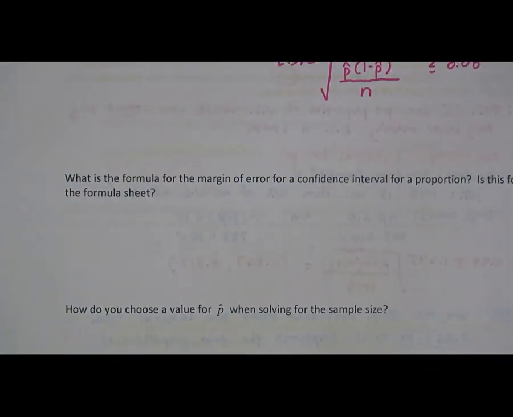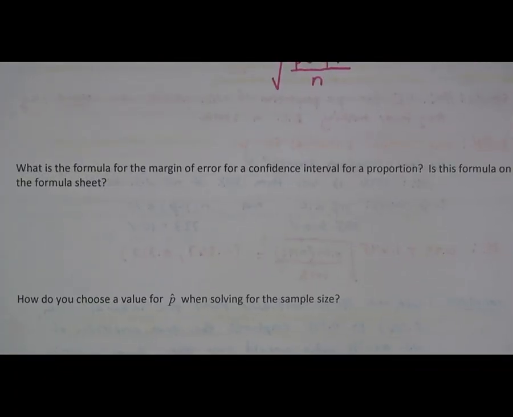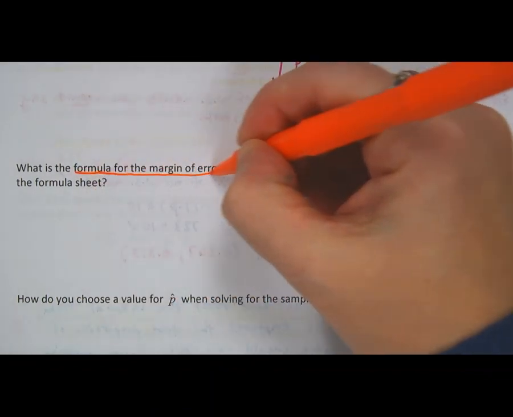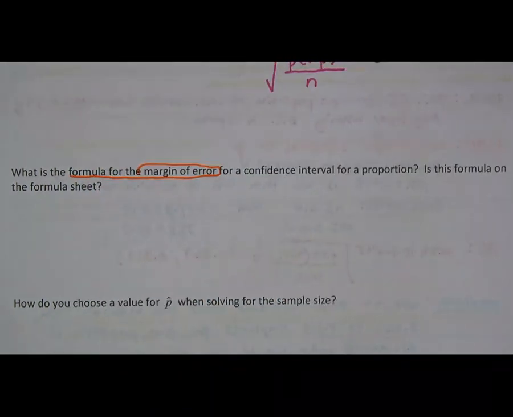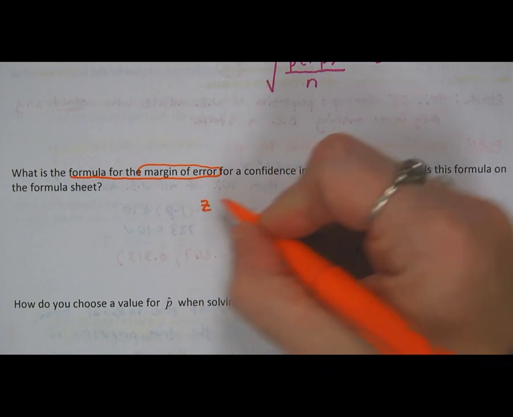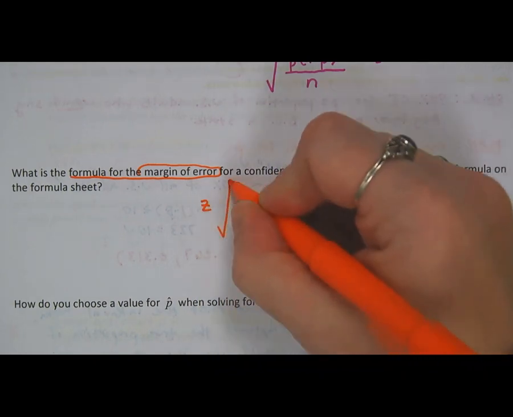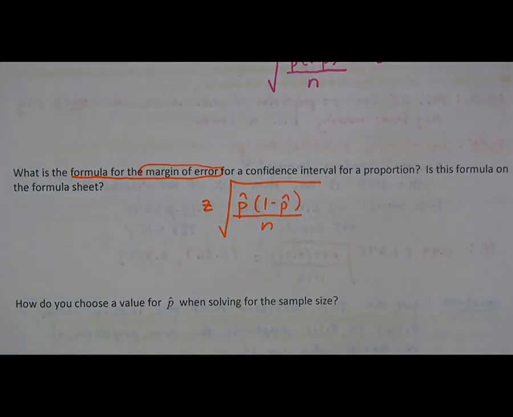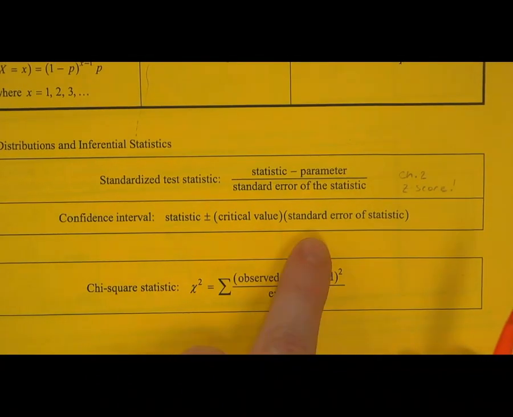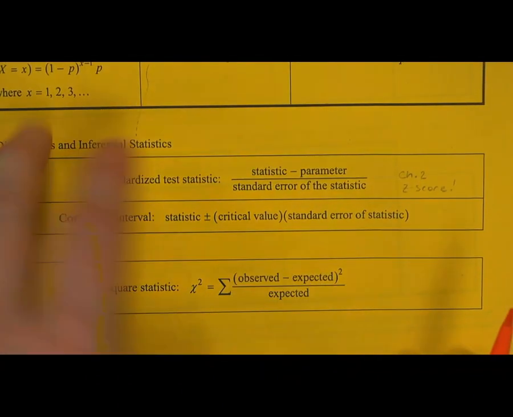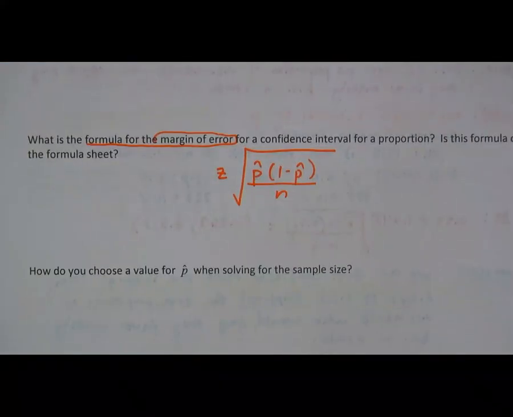All right, this should have come first at the top of the page, but the formula for the margin of error, that's what we wrote at the top, for a confidence interval is z times the square root of p-hat times 1 minus p-hat over n. Is it on your formula sheet? Not really. It just tells you, again, the confidence interval is the critical value times the standard error. Those two parts make up the margin of error. So you've got to just kind of deduce that.